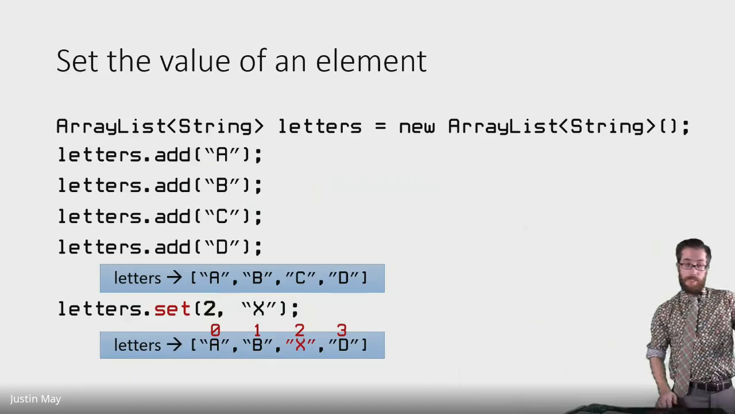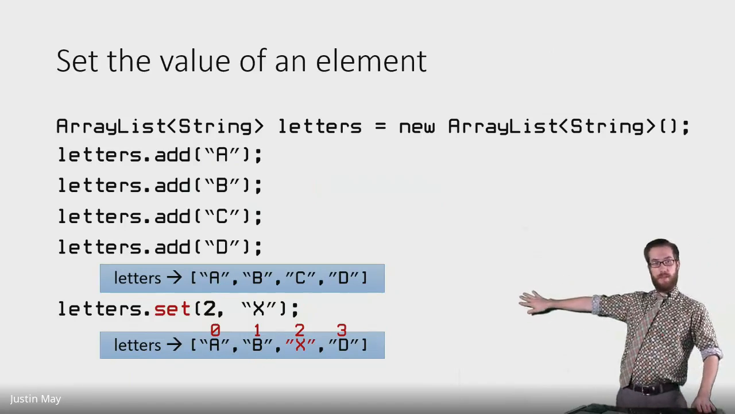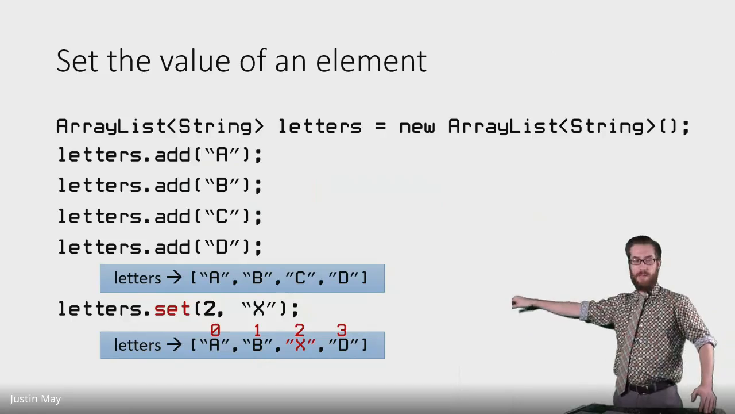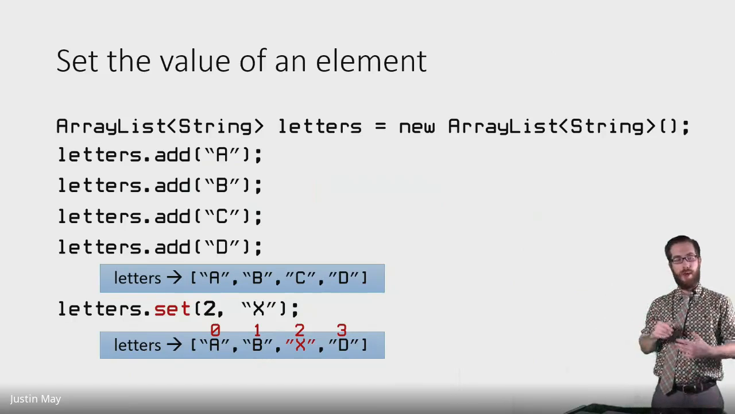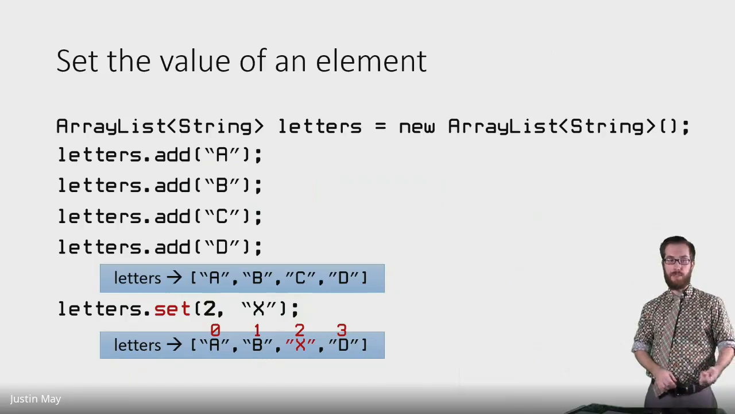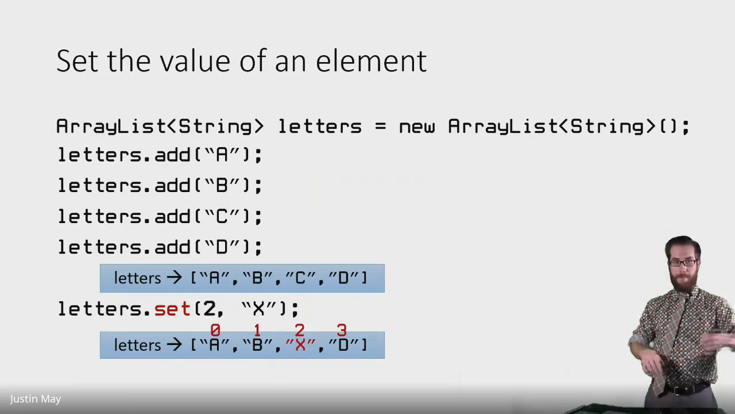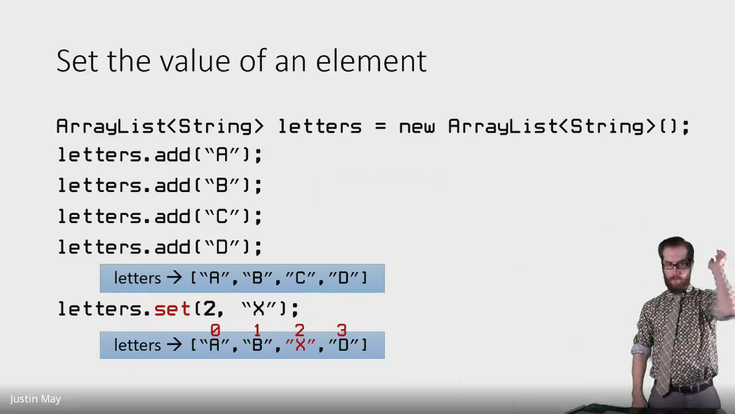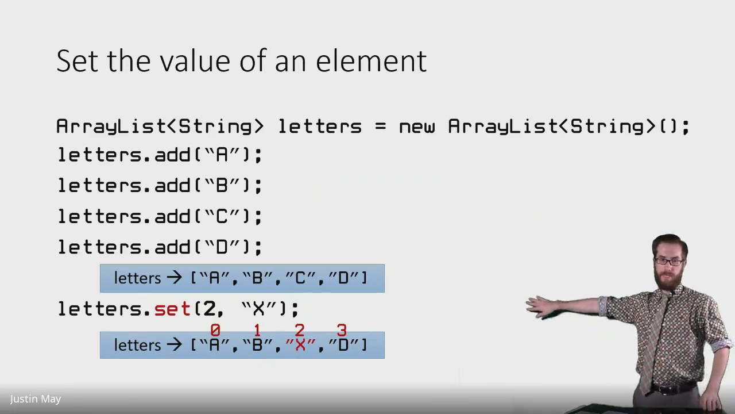A similar but different method is the set method. So here I've got my list with A, B, C, D in it, and now I'm calling letters.set(2, x). So at index 2, I'm changing the value at index 2 to x. Okay, so we're not making room and moving things. We're just taking whatever's at index 2, we're getting rid of it, and we're replacing it with whatever it says here, in this case, x.